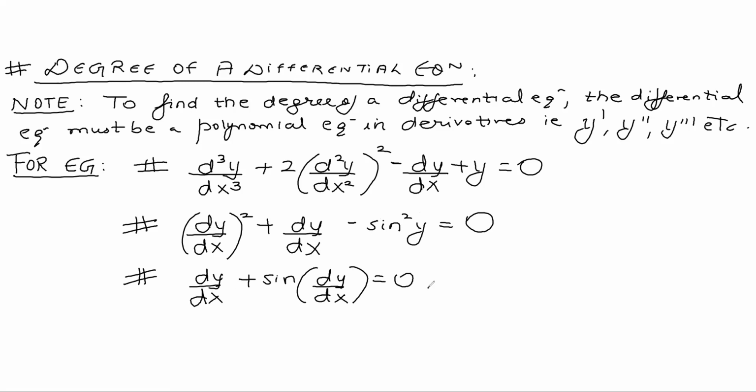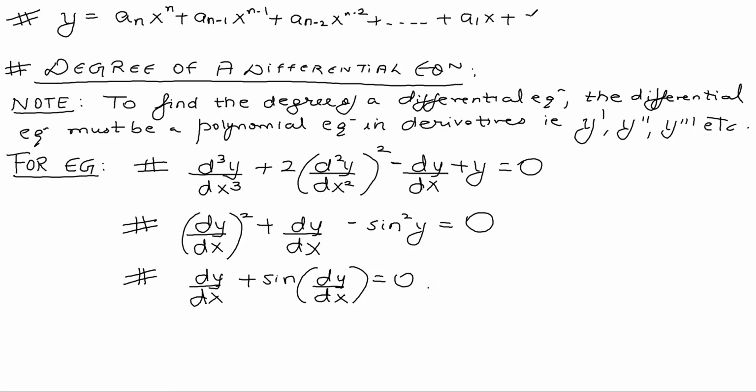Now guys, first of all, you should understand what polynomial equations are. If I write a polynomial equation for you, a polynomial equation in general is a_n x^n + a_(n-1) x^(n-1) + a_(n-2) x^(n-2) + ... + a_1 x + a_0, where a_0 is a constant. This is a general polynomial of degree n.